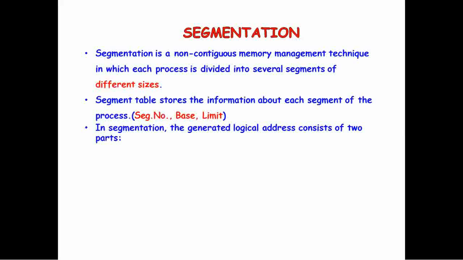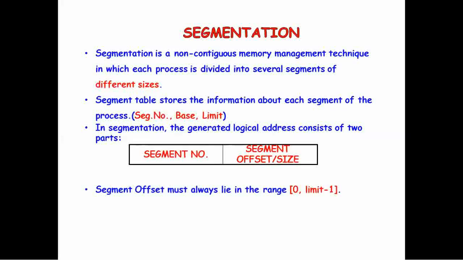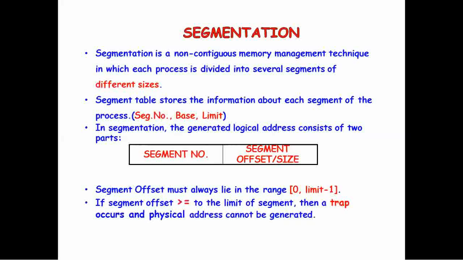And in segmentation, the generated logical address consists of two parts. They are segment number and segment offset. Segment offset can also be called as segment size. The segment offset should always lie in the range 0 to limit minus 1. If segment size is greater than or equal to segment limit, then a trap or exception occurs and the physical address cannot be generated. Suppose if the segment size is less than segment limit, then the physical address can be generated. This is an overview about segmentation.